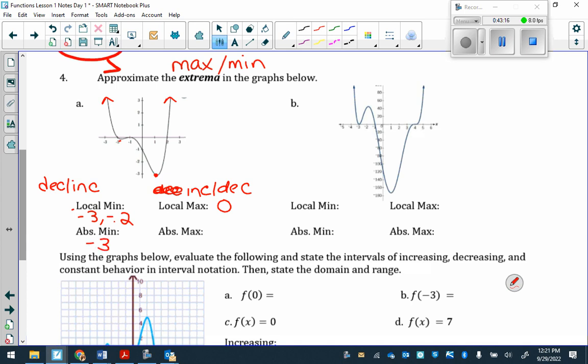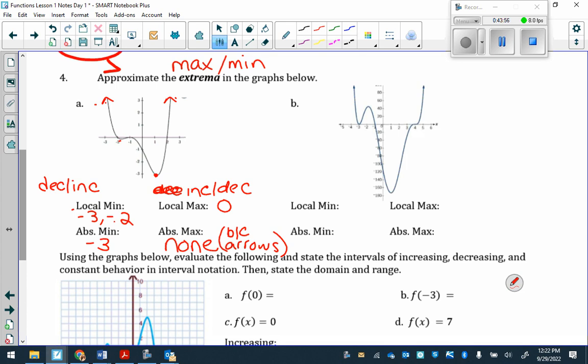-3, good. Do we have an absolute max? No, because we have arrows, okay? Because of the arrows, okay? One thing with maximums, infinity, like I said before, is not included, okay? Let's look at B. Local minimums would be what? And this is -100, -120, -140, -160, -180.